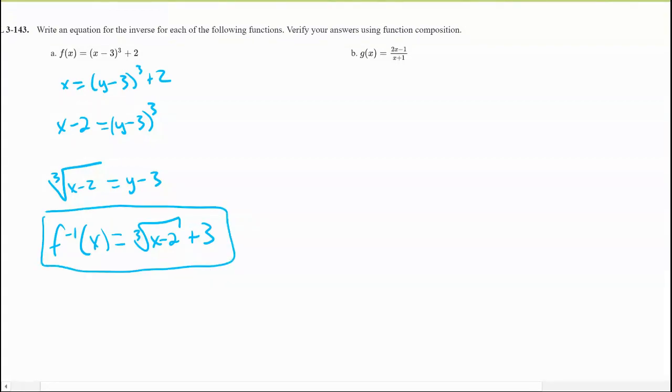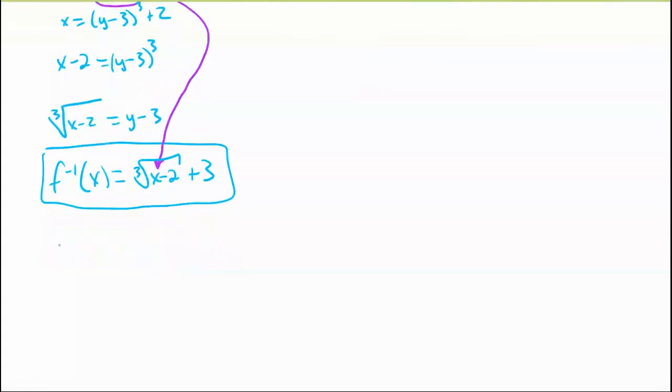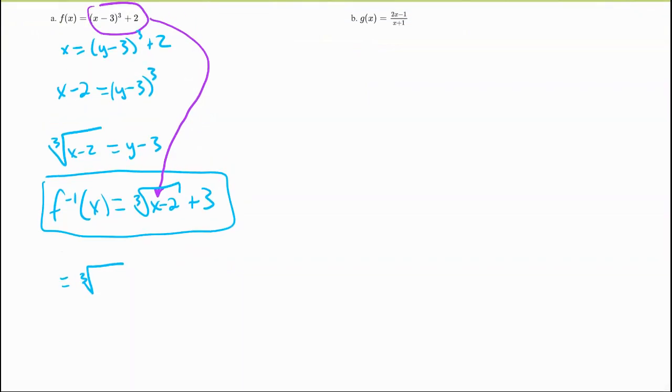I'm going to use composition to make sure that that's actually true. So I'm going to take this here and plug it in for x. So when I rewrite this, I got cube root of my original function, x minus 3 cubed plus 2. And then that's minus 2 all inside the cube root, and then plus 3 on the outside.